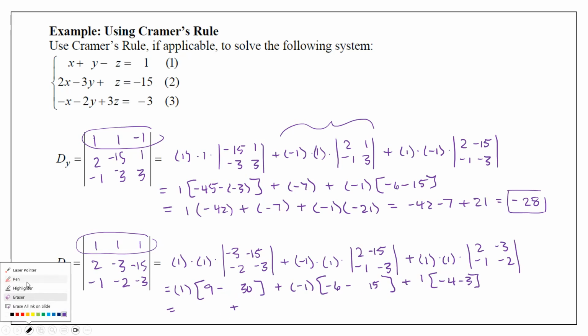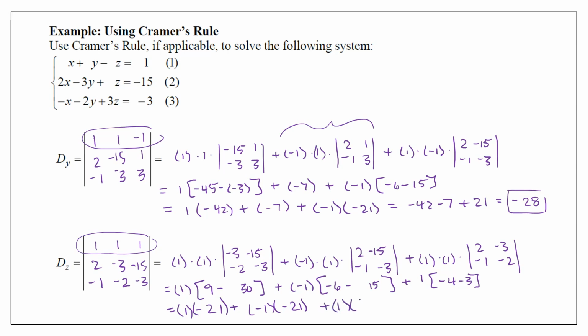Okay. So 9 minus 30 is going to be negative 21, and that's being multiplied by 1. Then we have negative 1 times, this will be negative 21. And then we have 1 times negative 7. So we have negative 21 plus 21 minus 7, which will equal negative 7.